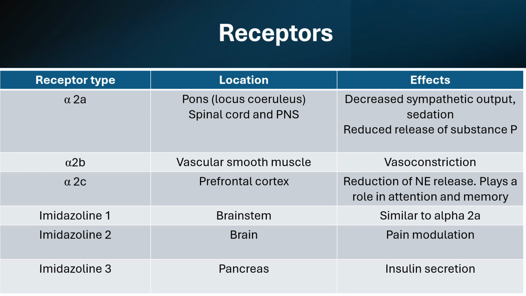Alpha-2B receptors are located predominantly in vascular smooth muscle and lead to vasoconstriction. Alpha-2C receptors are located in the prefrontal cortex and may play a role in attention and memory formation. Imidazoline 2 receptors are located in various parts of the brain and are believed to modulate pain. Imidazoline 3 receptors are located in the pancreas and are believed to play a role in insulin secretion.